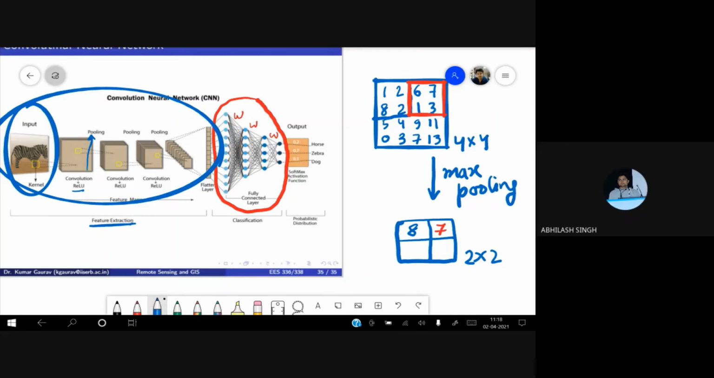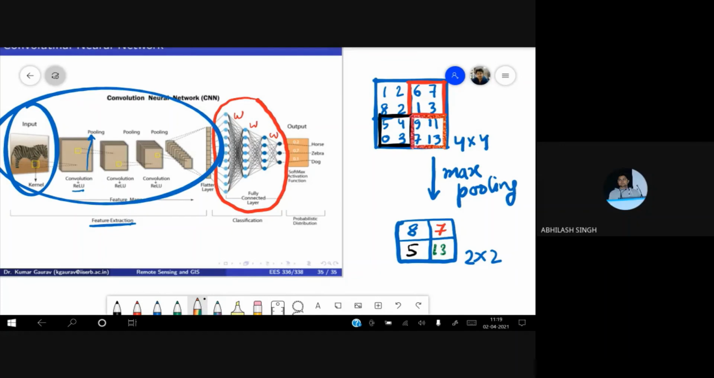After that it will select this and take a maximum value, 5 is the maximum value, and at last it will take this matrix and take a maximum of this value, which is 13. So it just summarizes this 4 cross 4 matrix by just 2 cross 2.